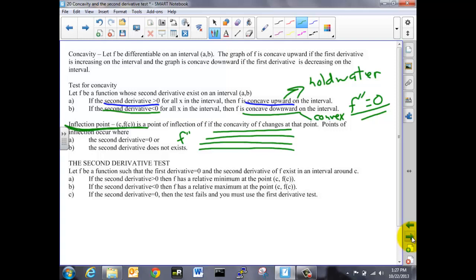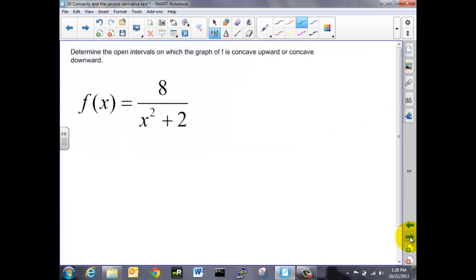Critical thing to know here, though. The concavity has to change for it to be an inflection point. You don't know it's an inflection point until you know that the concavity changes. All right, now we'll worry about these other three things here in just a second, but I want us to jump into a problem right now. Okay, so let's look at this problem.